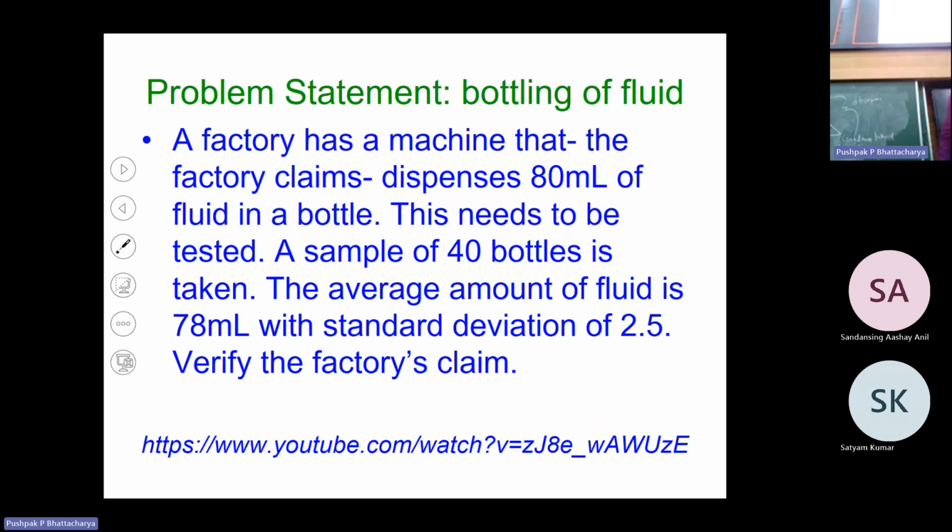So this example we looked at last time. We do it again. A factory has a machine that the factory claims dispenses 80 ml of the fluid in the bottle. This needs to be tested. A sample of 40 bottles is taken. The average amount of the fluid is 78 ml with standard deviation 2.5. Okay, verify the factory's claim.